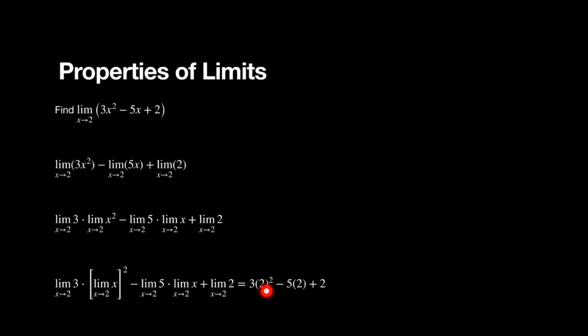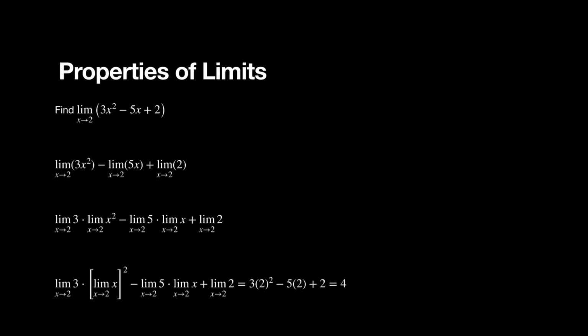So we've got 3 times 2 squared, minus limit as x goes to 2 of 5, which is 5. That's a constant. Times limit as x goes to 2 of x, which is going to be 2. And then finally, plus limit as x goes to 2 of 2, which is 2. Another constant right there. So I'd like you to notice what happened here when we applied these limit properties. We're left with 3 times 2 squared minus 5 times 2 plus 2. I've essentially just plugged 2 into my function.